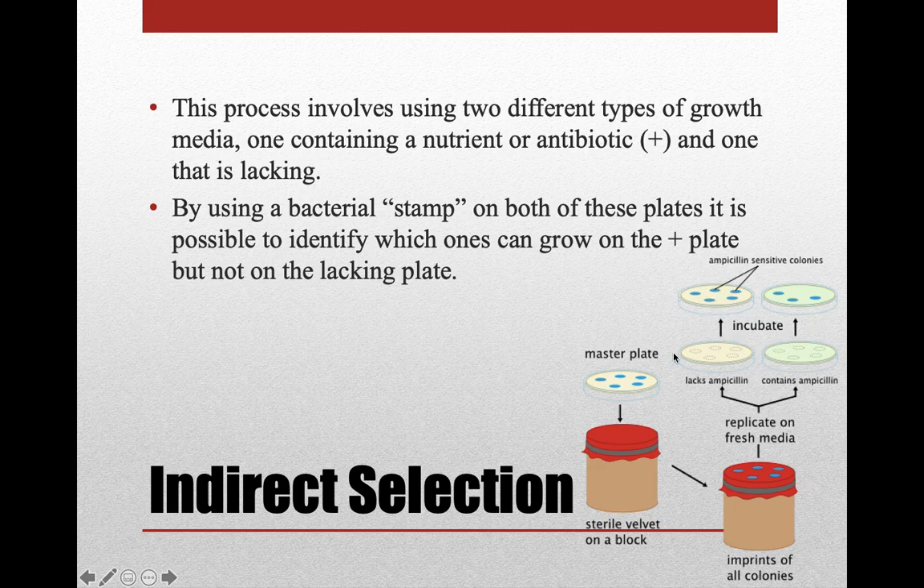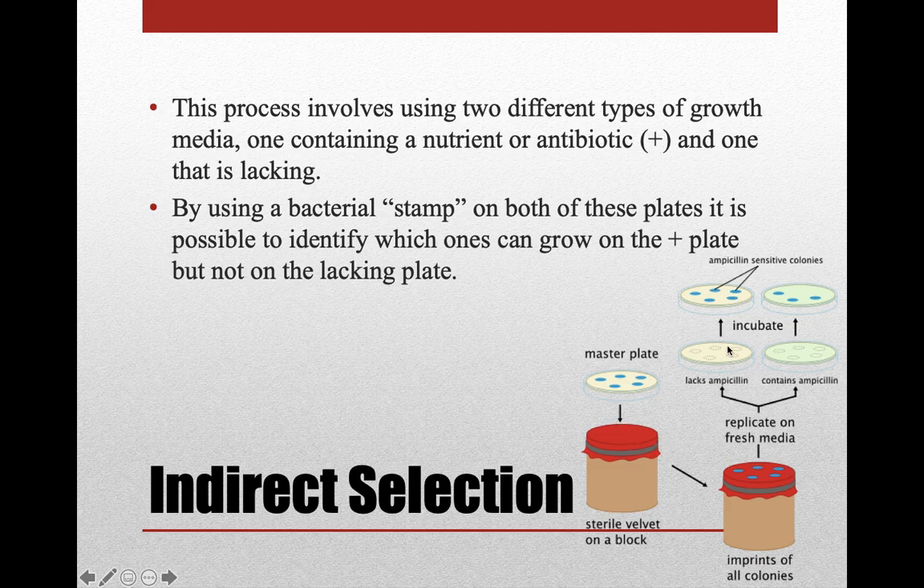So you come back, the plate that contains ampicillin, the ones that are resistant will grow on the ampicillin plate, and the ones that aren't resistant will not grow on the ampicillin plate. So on our plate that doesn't contain ampicillin, everybody will grow once again.